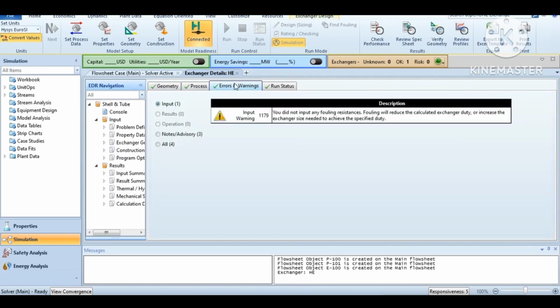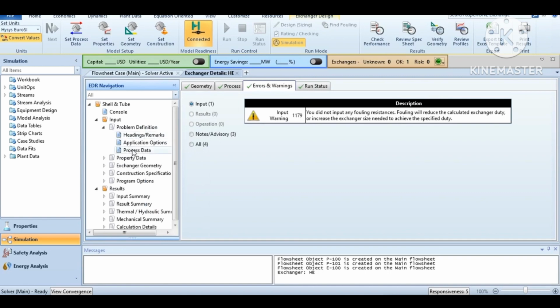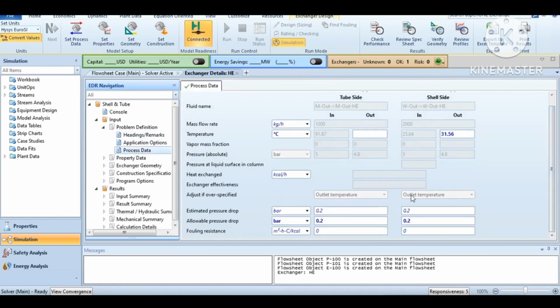So going to errors and warnings, there is just one warning: that you did not put any fouling resistance, because fouling will reduce the calculated heat exchanger duty or increase the exchanger size needed to achieve the specified duty. So what we will do, there is only one issue over here. We will go to problem definition, the process data, and here this one is fouling resistance. So I will just take the default values. Obviously you have to select the real values. Similarly selecting for hot side and cold side.